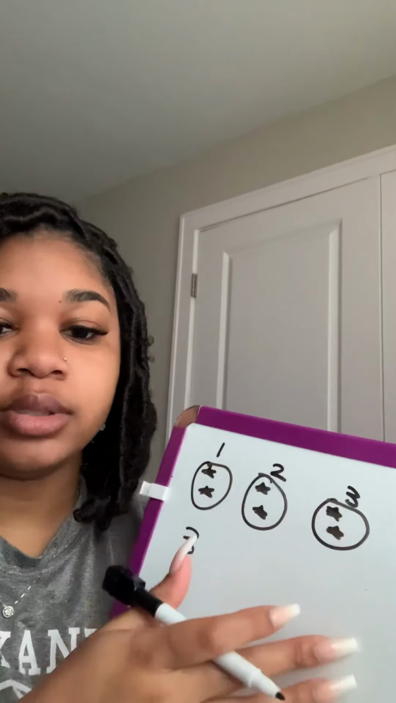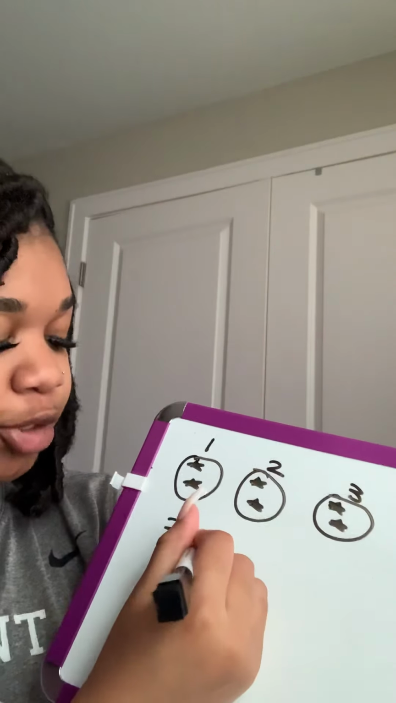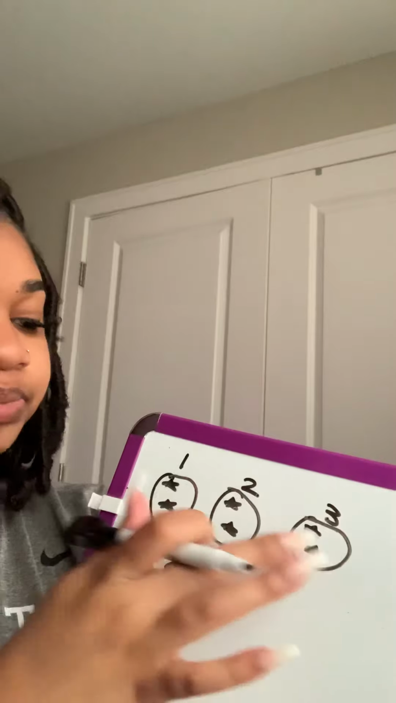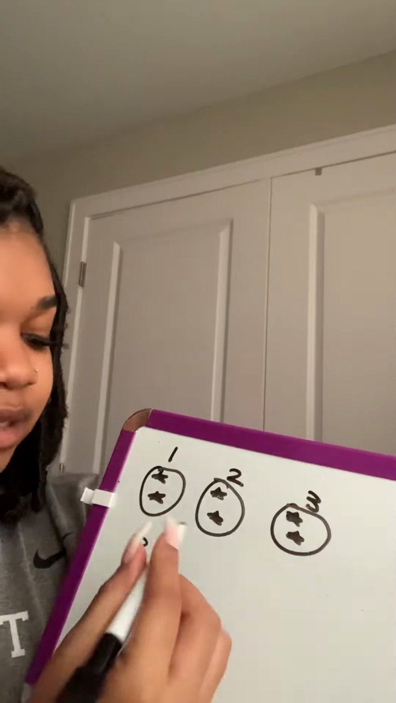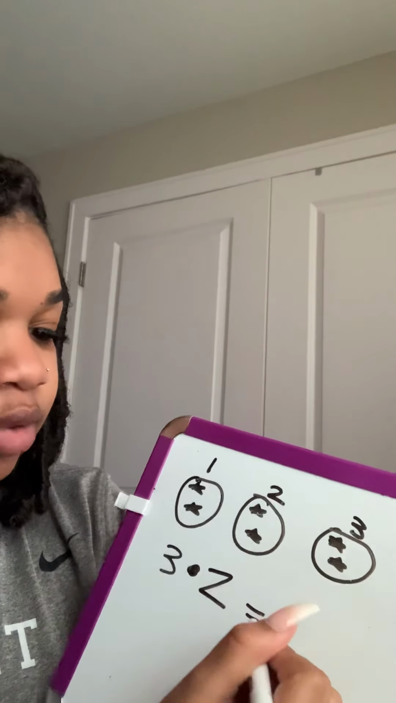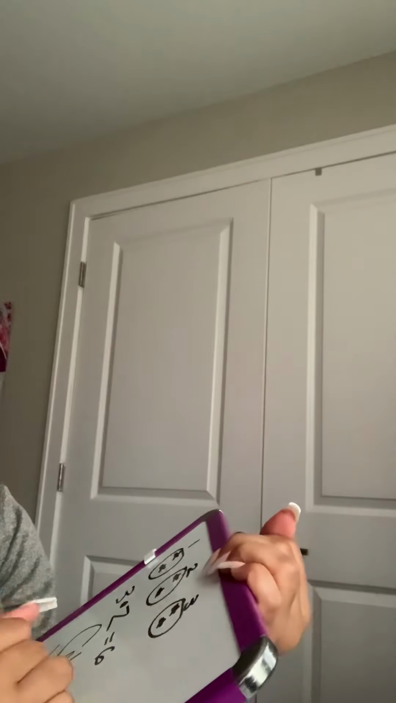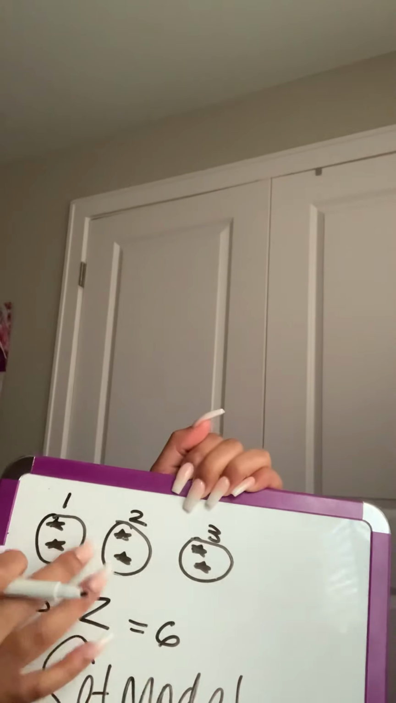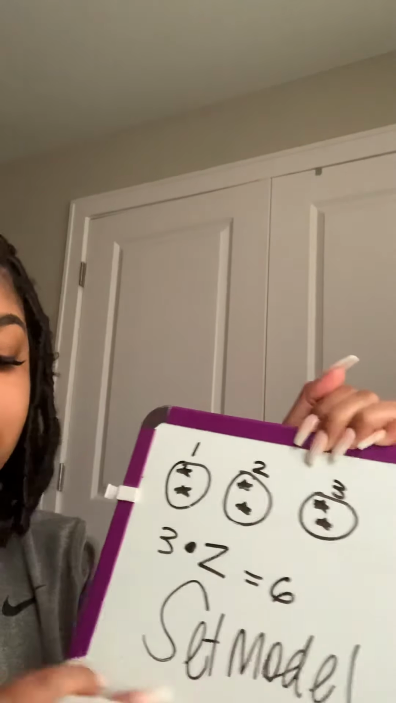So you have 3 circles. So my base number is going to be 3. Okay, and you're going to put your period, 3 times what? So there's 2 stars in each circle. There's 2 stars here. 1, 2, 1, 2, 1, 2. So that means it's going to be 2 for my second number. And 3 times 2 is 6. Okay? And these are called a set model. Because it's a set of 3 with the same amount of stars in each. So that is why it's called a set model.